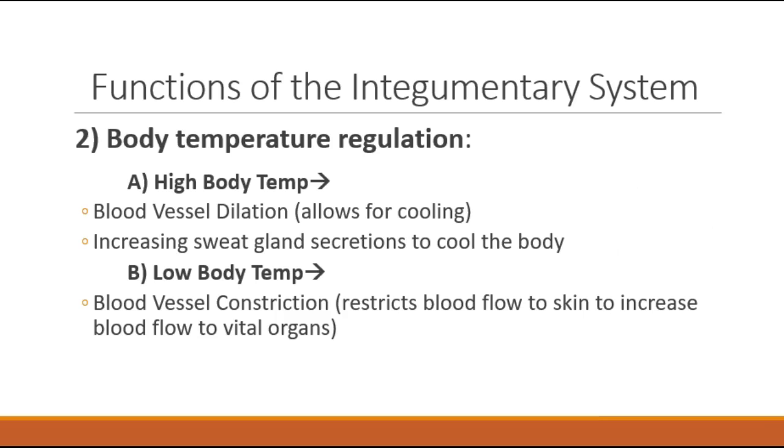The second function of the integumentary system is body temperature regulation. When your temperatures become too elevated, a negative feedback mechanism kicks in. You will start to cool down by 2 responses. Your blood vessels will dilate to release heat, and your sweat glands will release sweat, which evaporates off the surface of the skin to cool. When your temperature becomes too low, your blood vessels will constrict to trap heat, and you will shiver because as your muscles contract, it releases heat energy.